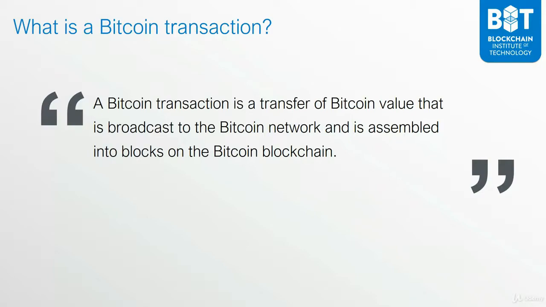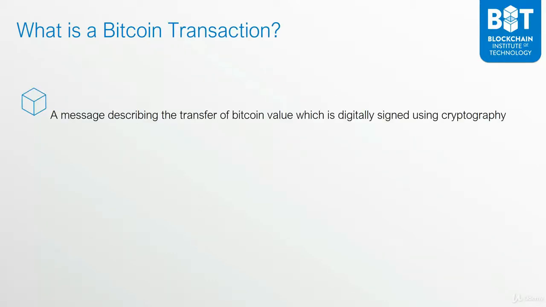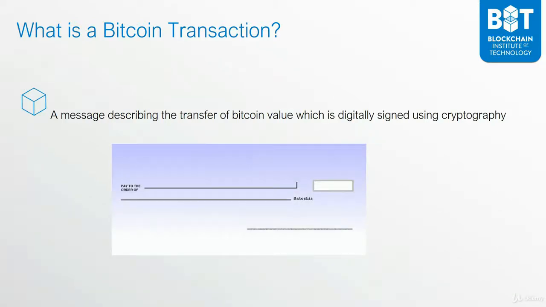A Bitcoin transaction is a transfer of Bitcoin value that is broadcast to the Bitcoin network and is assembled into blocks on the Bitcoin blockchain. Let's review exactly what that definition means. If you really look at a Bitcoin transaction, it is simply a message describing the transfer of Bitcoin value, which is digitally signed using cryptography. In many ways, it behaves very much like a check that specifies who has Bitcoins and where those Bitcoins are going to be going. These Bitcoin transactions are digitally signed by the owner's wallet using their private key.